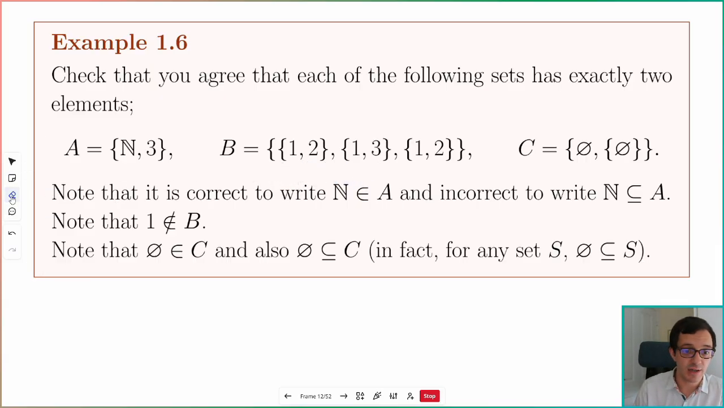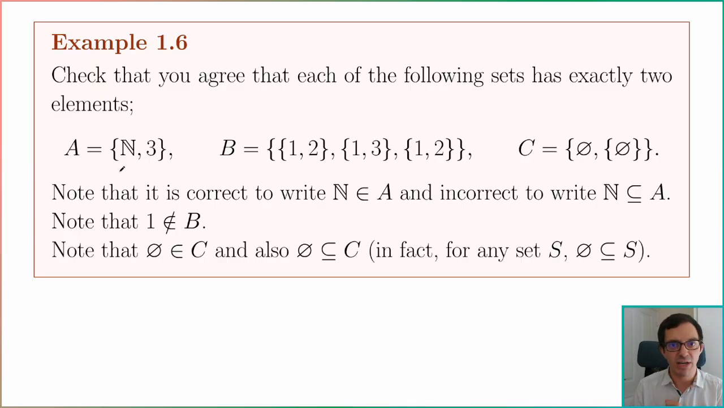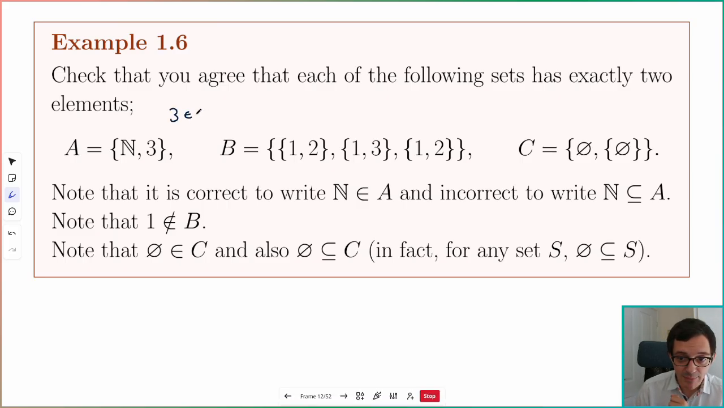That's allowed. It contains, in fact, a set and a number. A is the set made of the set of all the natural numbers, comma, 3. So, in particular, 3 is an element of A, because there it is. It's one of the elements of A, separated with commas. But 4 is not an element of A.